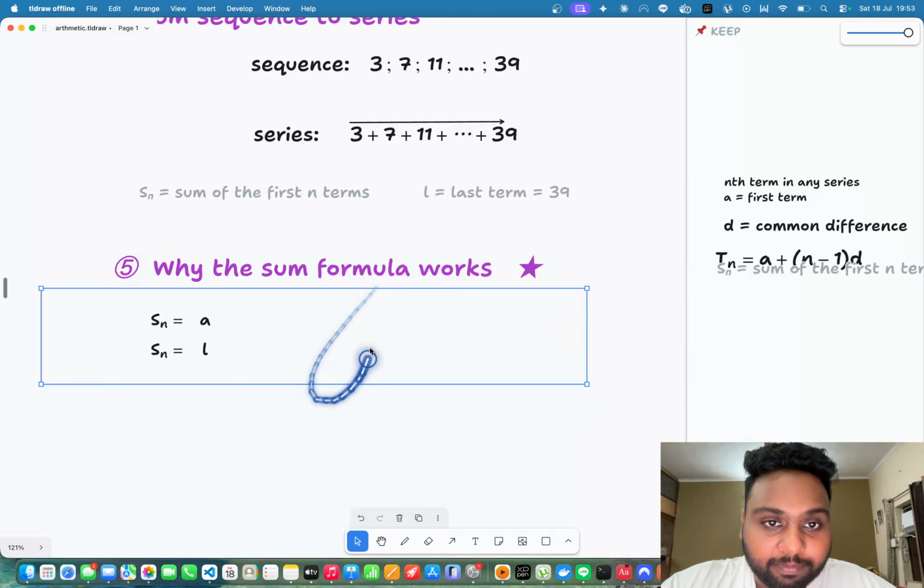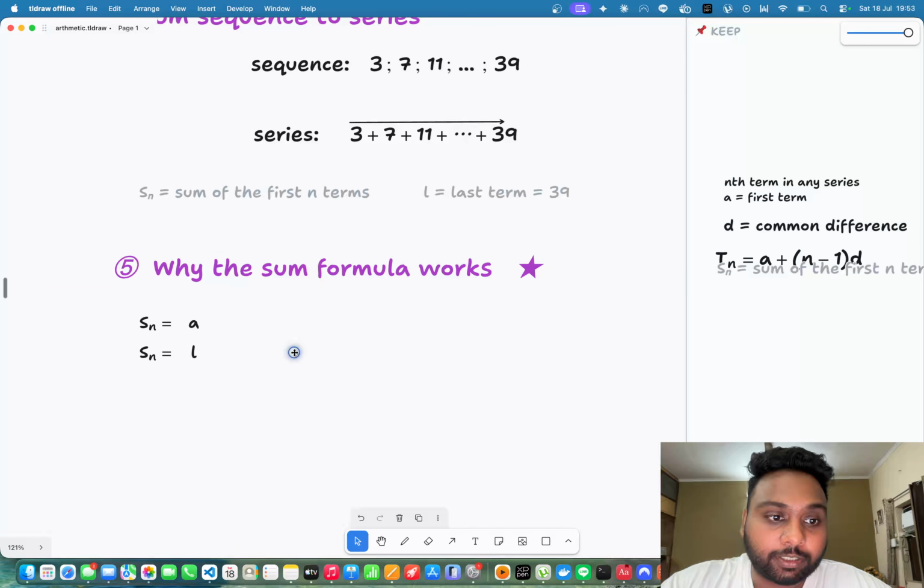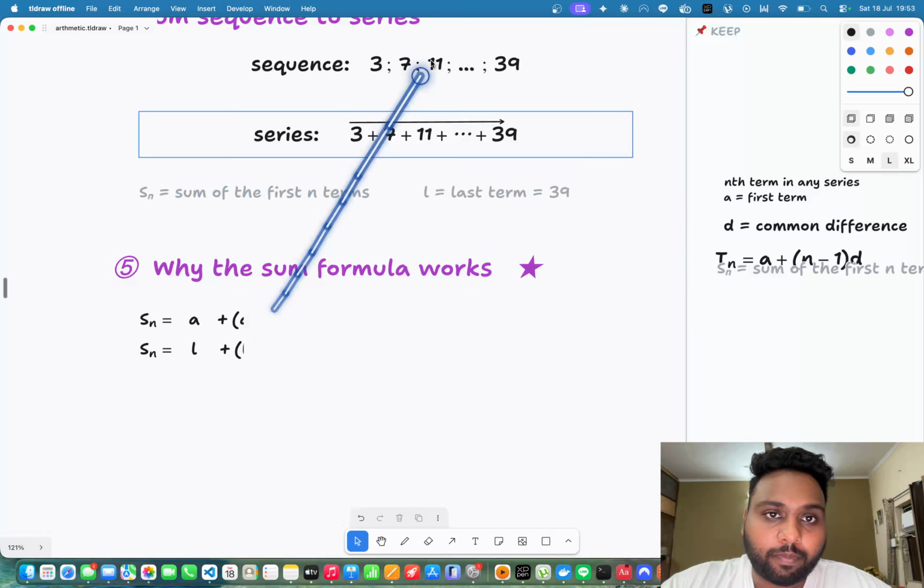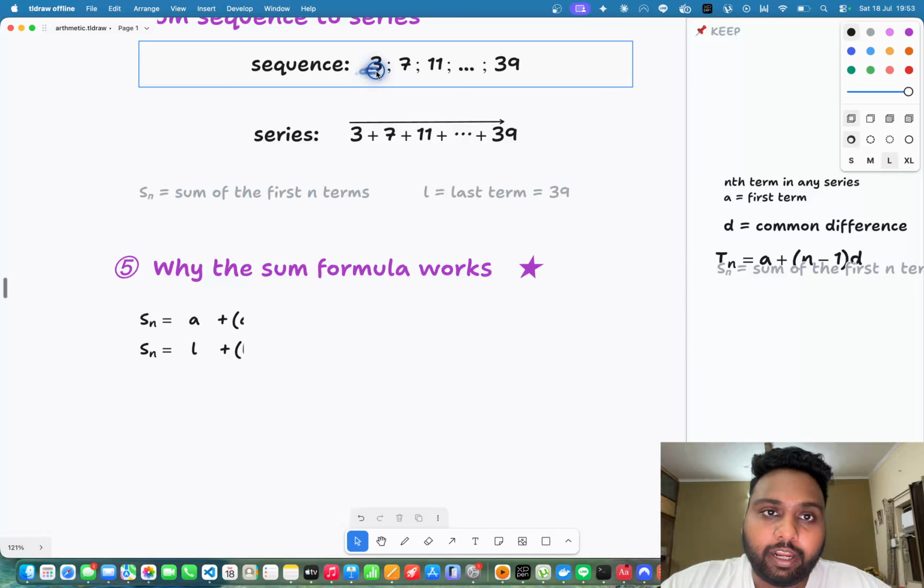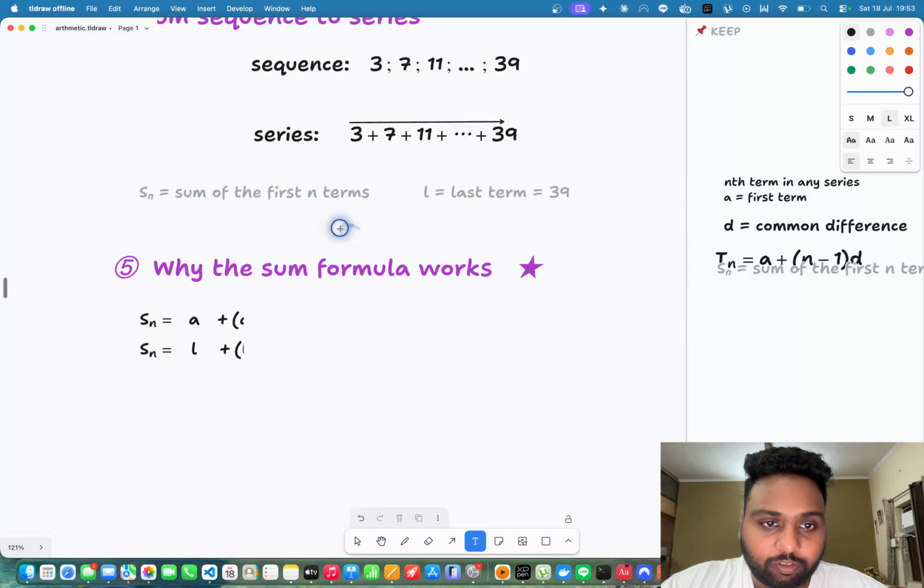Mathematicians are clever people. The trick they use to derive this formula is very interesting, so let's look at it. Let's say you have a series that continues till all the terms. The series will have t of 1, then t of 2, and so on and on, until t of n, which is the last term.